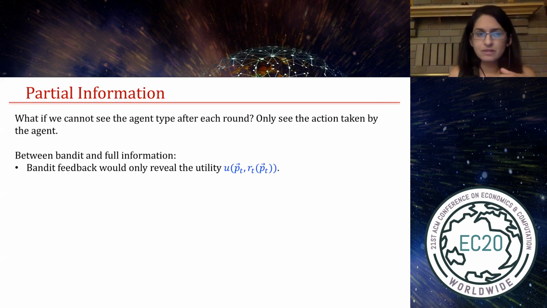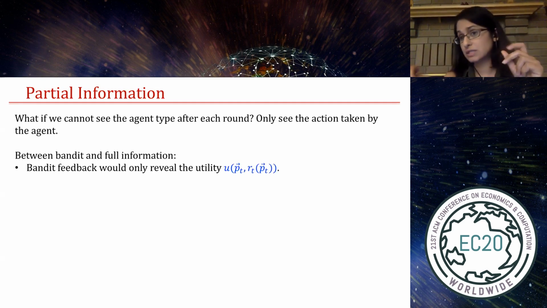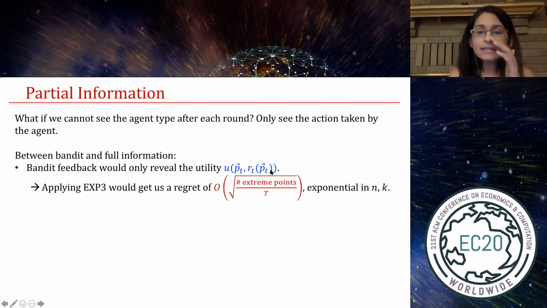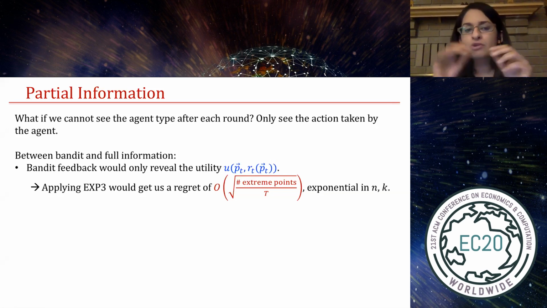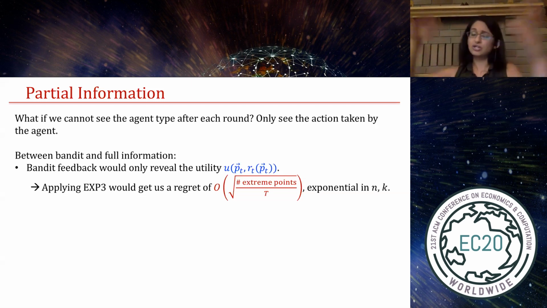How is that between them? In the sense that typical bandit feedback will tell you the utility of the option that was taken. That would be basically the utility of you playing p_t and the response to that p_t. If you went with that bandit setting, remember that you would get average regret that is linear in the number of options available to you, which is the number of extreme points, and there could be many of them.